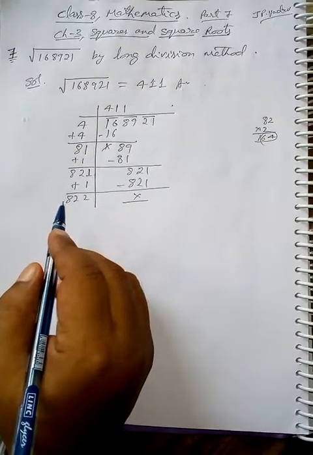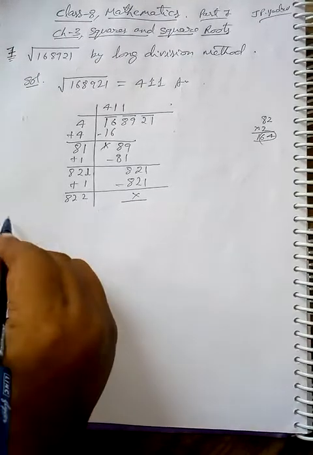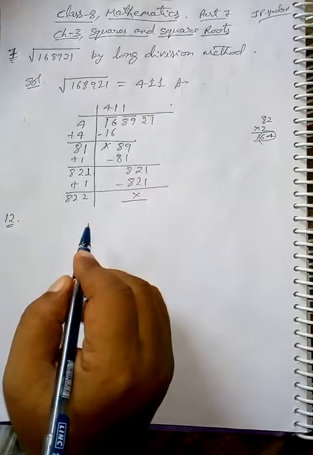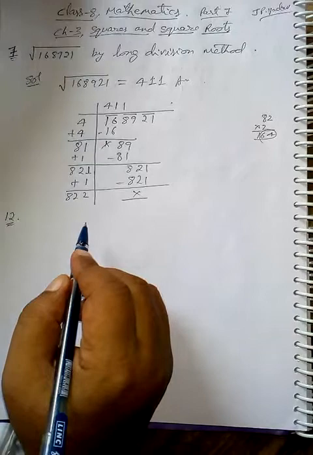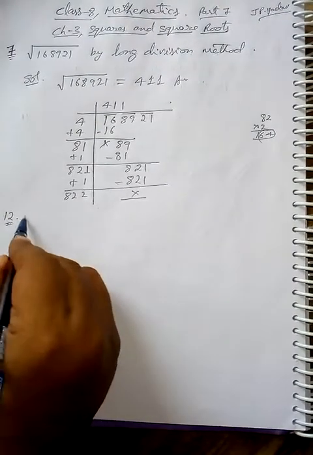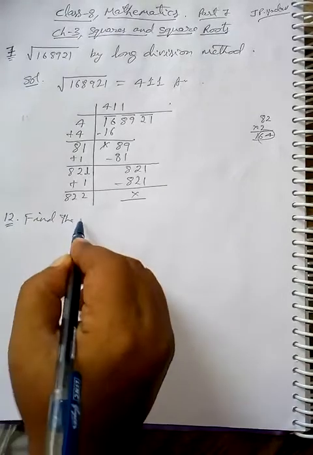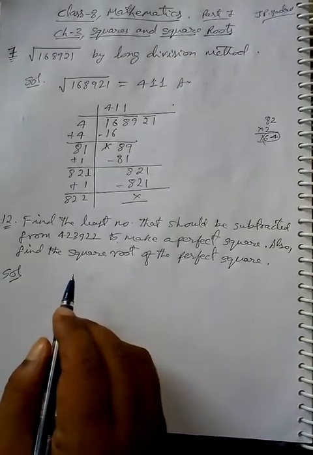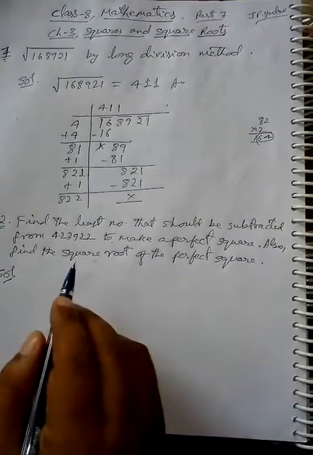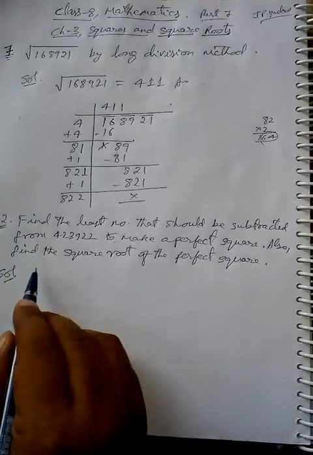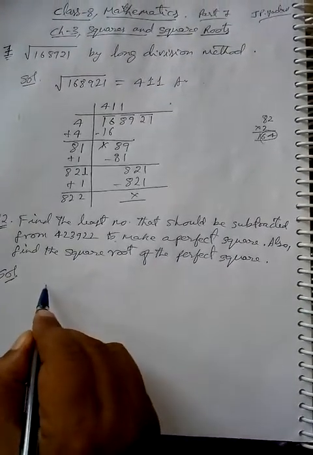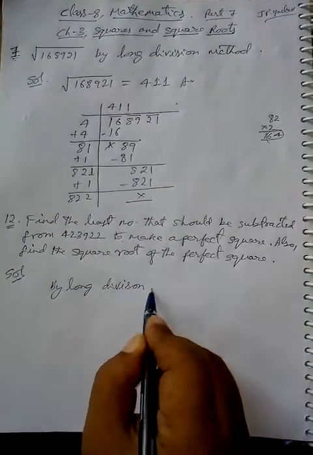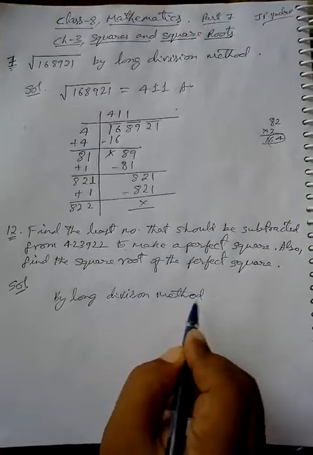Now let's discuss question number 12. Find the least number that should be subtracted from 423922 to make a perfect square. Also find the square root of the perfect square. So this is the question: find the least number that should be subtracted from this to make a perfect square. By the long division method, we should always mention the method that we use.